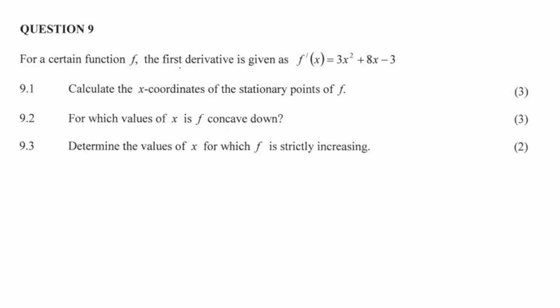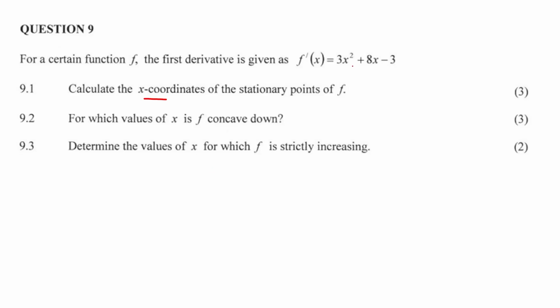Now, for a certain function f, the first derivative is given as f prime x is equal to 3x squared plus 8x minus 3. Question 9.1, calculate the x coordinates of the stationary points of f. In order to calculate stationary points, we must first get our first derivative and then equate it to 0.